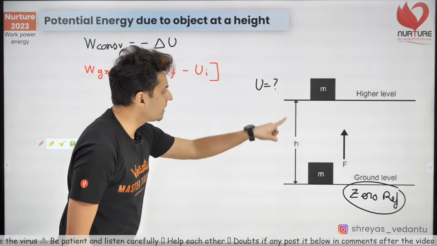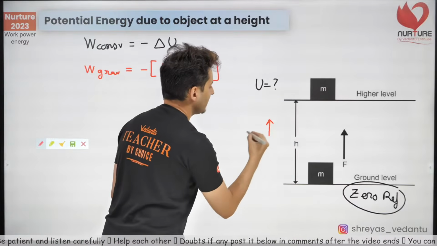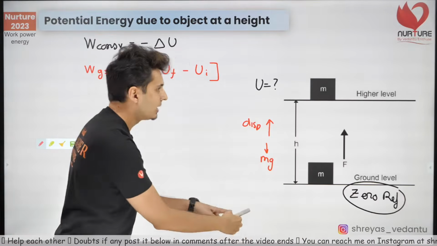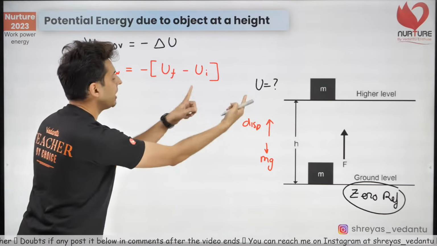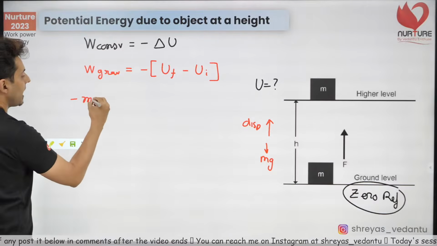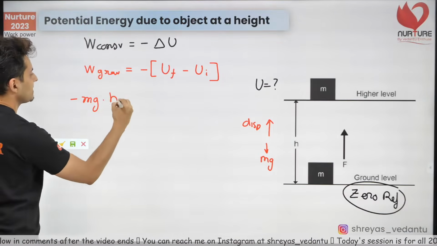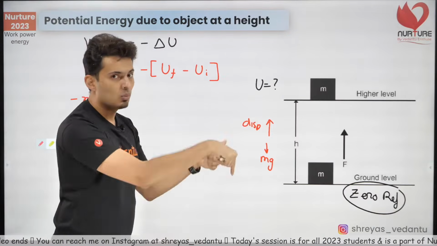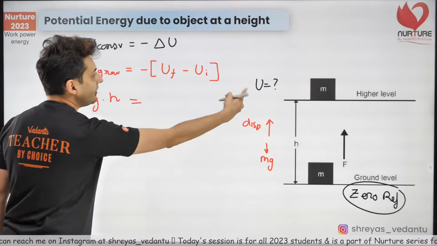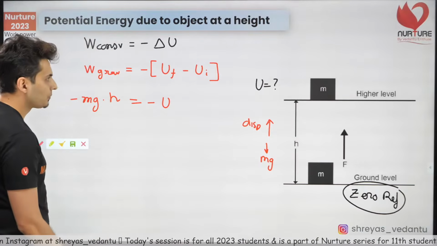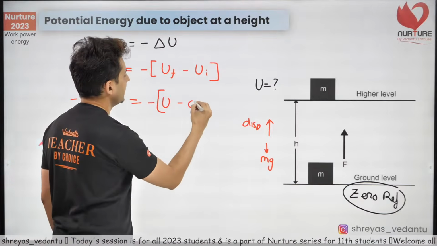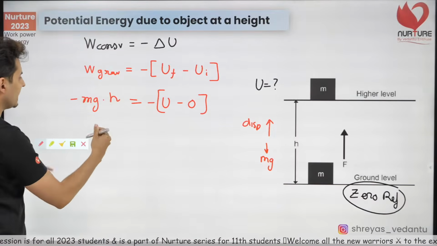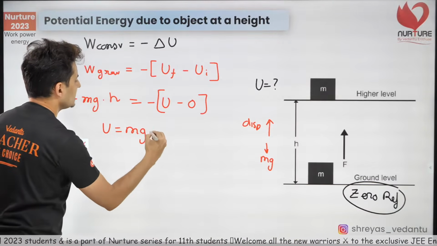Now when you take it from here to here, the displacement is upwards, gravitational force mg is downwards. So the work done by gravity, if you take it up, how much is it? It is minus mg into the displacement, which is h. See if this makes sense. Why is it negative? Because gravity and displacement are opposite. Final potential energy is nothing but U. Initial potential energy is nothing but 0, because I assumed it to be 0. So minus minus goes, therefore U will be equal to mgh.